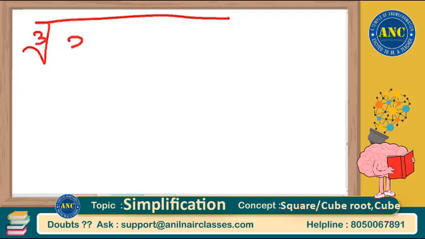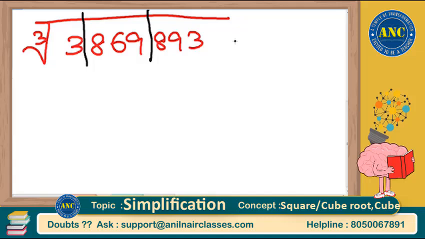Cube root of 3869893. Make a group of 3. That means the answer should be a 3-digit number. If it is ending with 3, the tens complement is 7, because only then will the cube give you the right ending digit. So it is ending with 3. The tens complement is 7. The answer should end with 7.